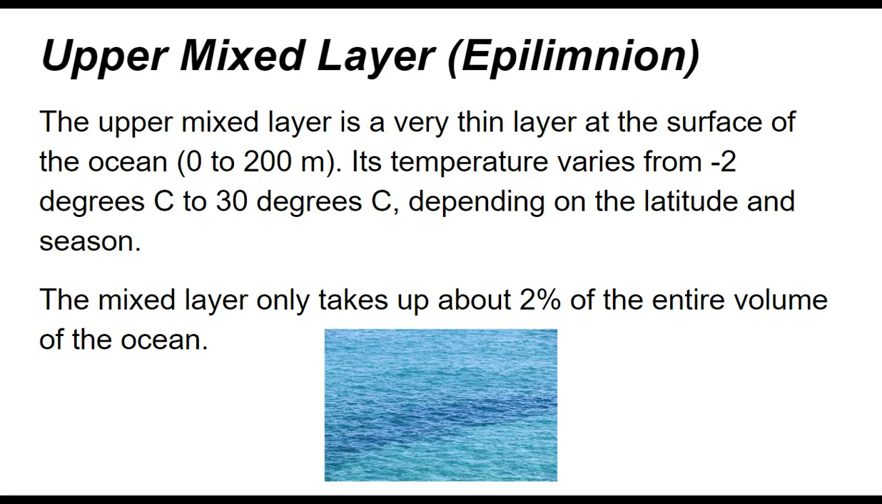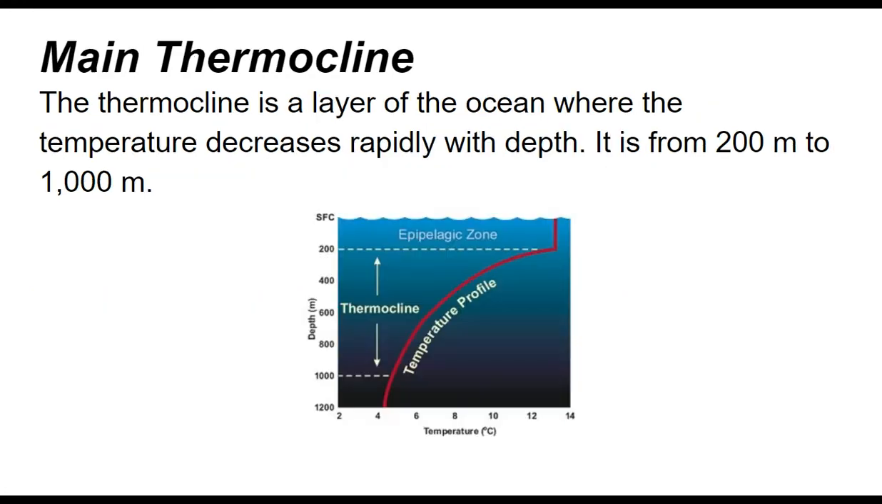Let's get started with the upper mixed layer. The upper mixed layer is a very thin layer at the surface of the ocean, 0 to 200 meters. Its temperature varies from -2 degrees Celsius to 30 degrees Celsius, depending on the latitude and season. The mixed layer only takes up about 2% of the entire volume of the ocean.